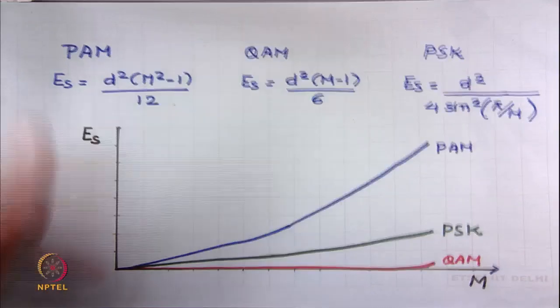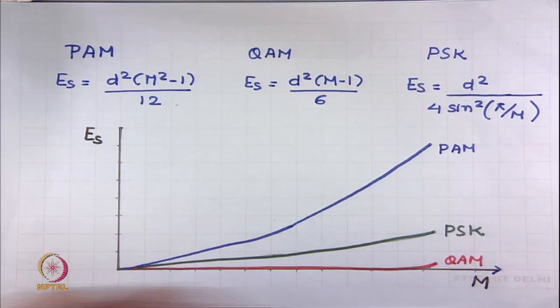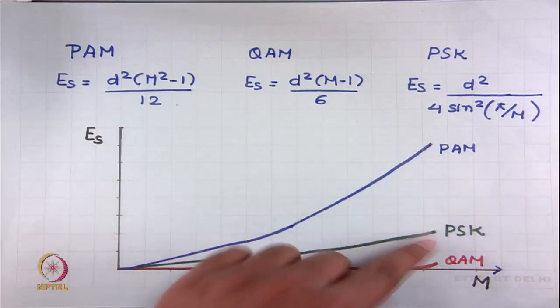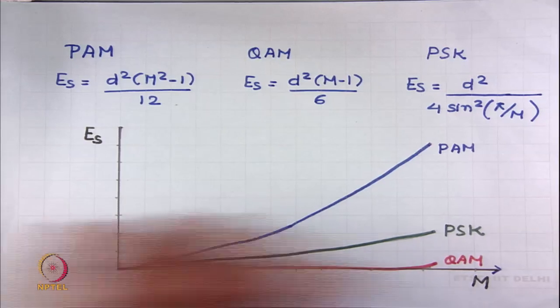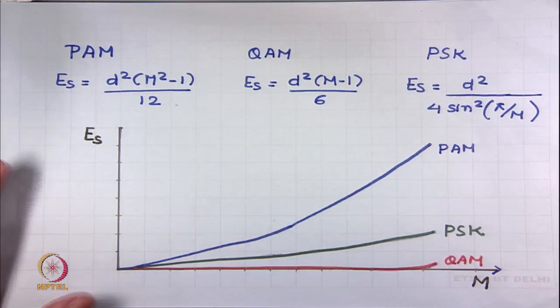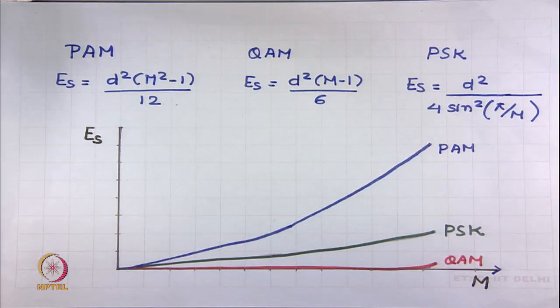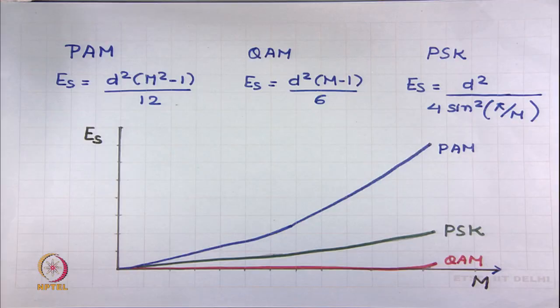Of course, it looks like it is constant because for PAM and PSK the energy grows too much, so that you do not see the linear increase in the case of QAM. But the thumb rule that we have developed now is that this QAM modulation scheme should only be used for large values of M, and that is why in this course we only focus on QAM, because it is of practical use. PSK and PAM do not work for large values of M.